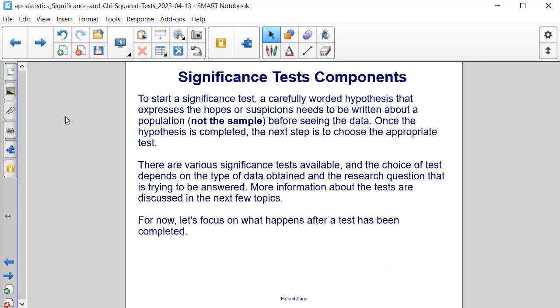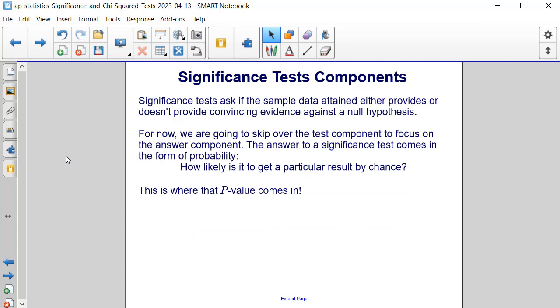Statistical significance. To start a significance test, a carefully worded hypothesis that expresses the hopes or suspicions needs to be written about a population, not just the sample, before seeing the data. Once the hypothesis is completed, the next step is to choose the appropriate test. There are various significance tests available, and the choice of test depends on the type of data obtained and the research question that is trying to be answered. More information about the tests are discussed in the next few topics. For now, let's focus on what happens after a test has been completed.